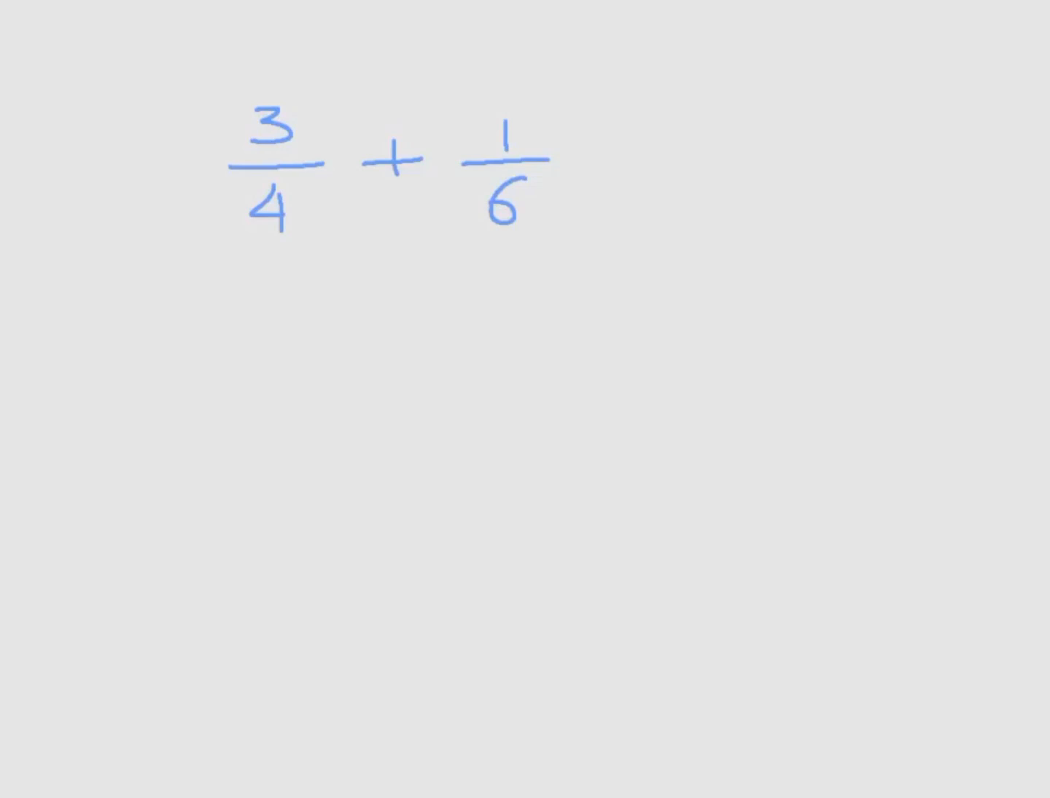Let's see how to add 3/4 to 1/6. We're going to do this using a three-step method. The first step, which we call step 1, is to find the least common multiple of the two denominators that we have. In this case, the denominators are 4 and 6. In other words, we have to find the least common multiple of 4 and 6, which we write LCM 4, 6.